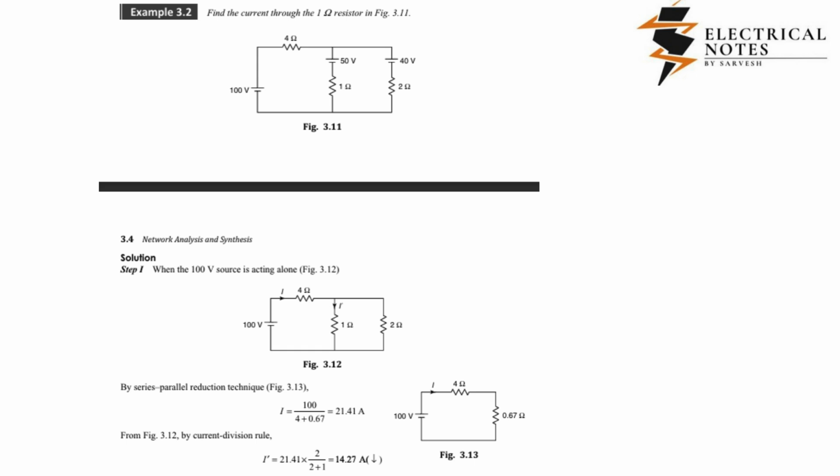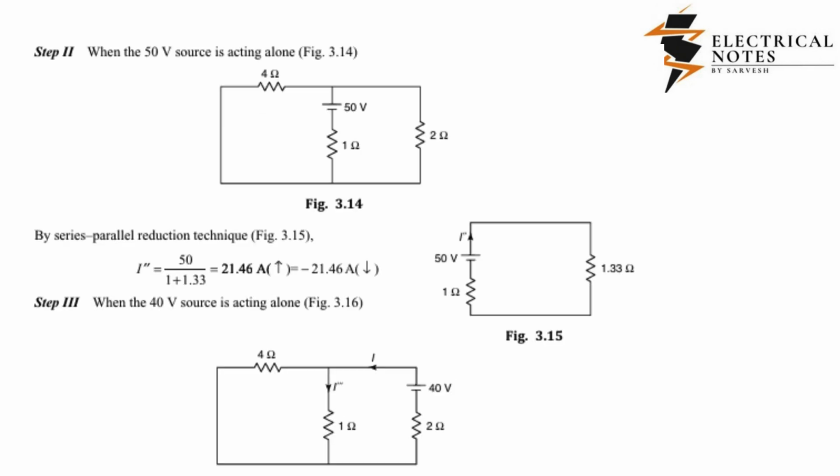I = 100 / (40 + 67/21) = 2.1 A. From figure 3.12, by current division rule, I1 = I × 21/(21 + 41) ... Step 2. When the 50V source is acting alone, figure 3.14.